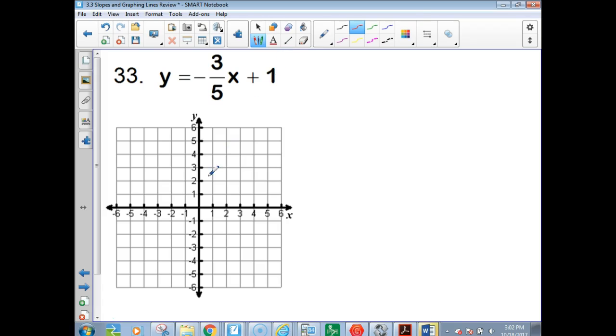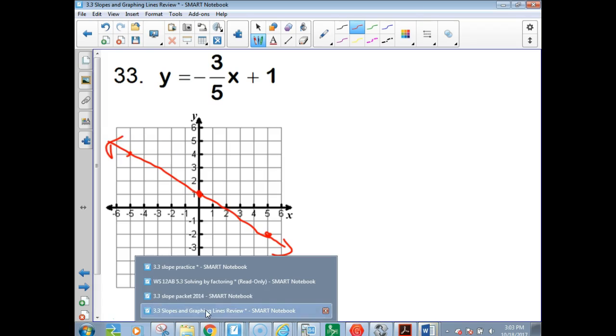Okay. 3, y-intercepts. And the slope is down 1, 2, 3, right 5, or up 1, 2, 3, left 5. Okay, fabulous. Hope that was a good warm-up for you.